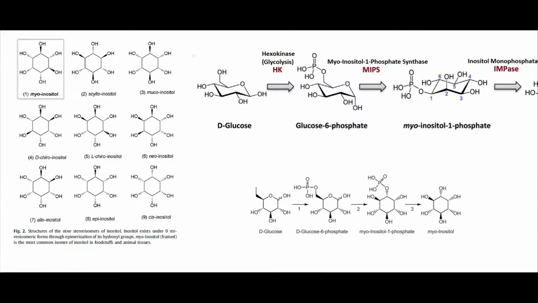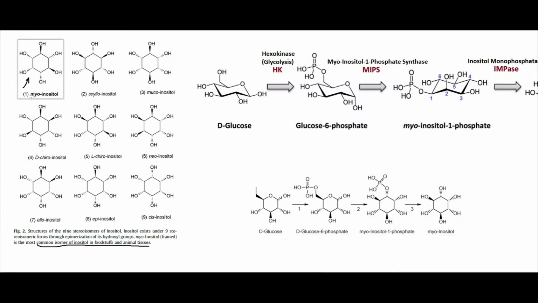In this video, I'm going to talk about what is sometimes referred to as vitamin B8, and that is inositol, and in particular, this myo-inositol right here, which is why this paper has it boxed, and it says down here that it is the most common isomer found in food and animal tissues. So all these hydroxyl groups can have all these different isomers, and it would still be called inositol, but we're going to be focused here on myo-inositol.